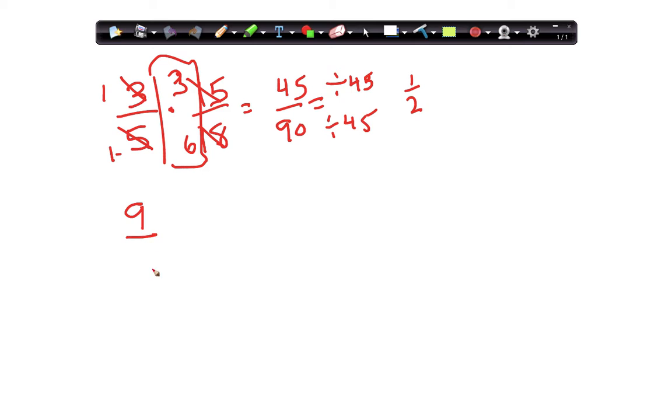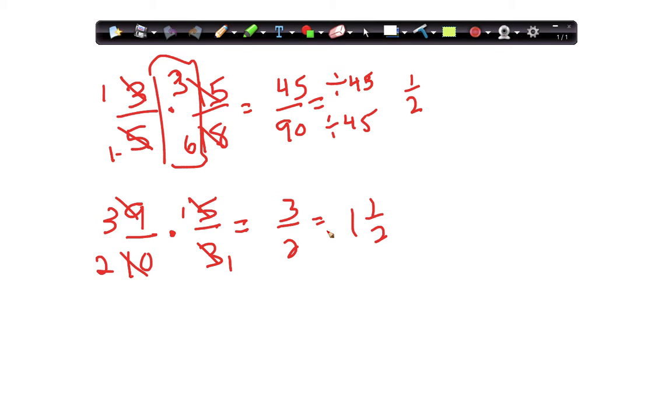Let's do 9/10, and we're going to multiply that by 5/3. So what we can do is recognize we have to look and see if numerators and denominators share factors. So 9 and 3 share a factor of 3. So 3 divided by 3 is 1, 9 divided by 3 is 3. 5 and 10 share the factor of 5. 5 divided by 5 is 1, 10 divided by 5 is 2. So 3 times 1 is 3, 2 times 1 is 2. So that could simplify to 1/2. Let's do one more and show how it could be really helpful.